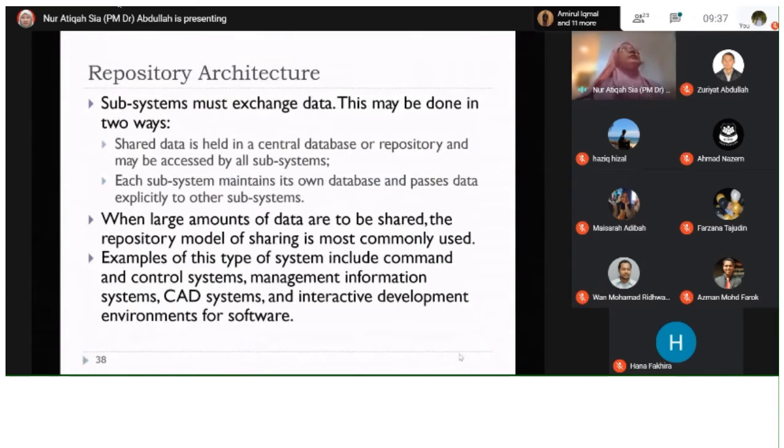Right, can you see my screen? Yes, Doktor. Boleh nampak ke? Right, okay, thank you for the feedback. Right, let us continue.